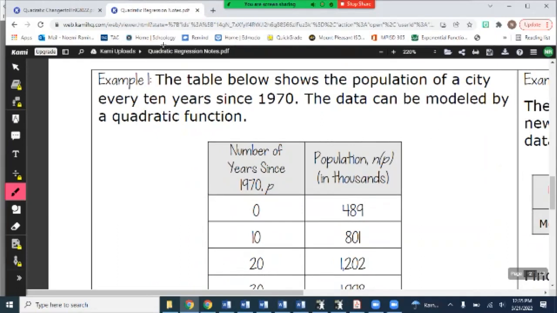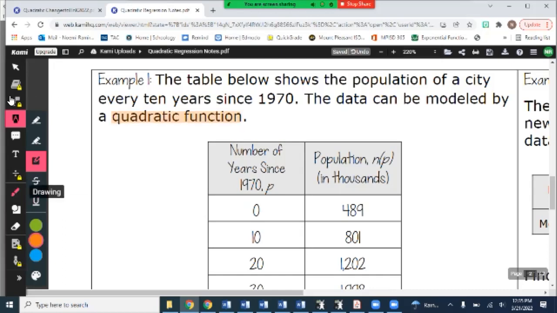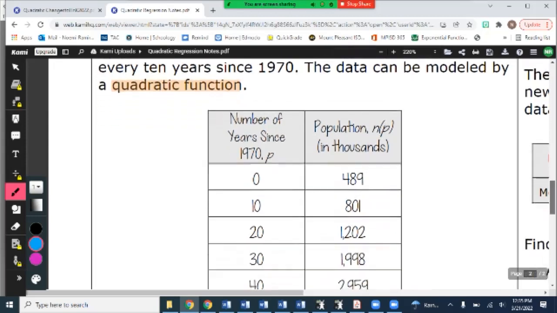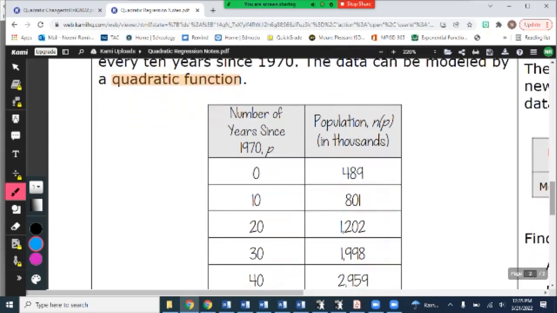It says the table below shows the population of a city every 10 years since 1970. The data can be modeled... there it is, your keyword, quadratic function: can be modeled by a quadratic function. I'm given a table, so my answer choices will most likely be in the form of an equation, okay?